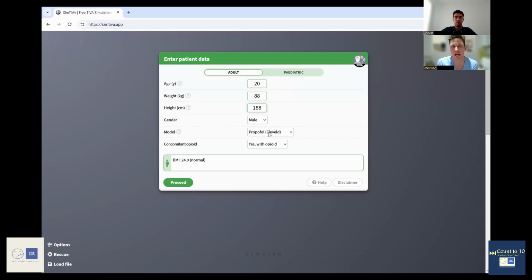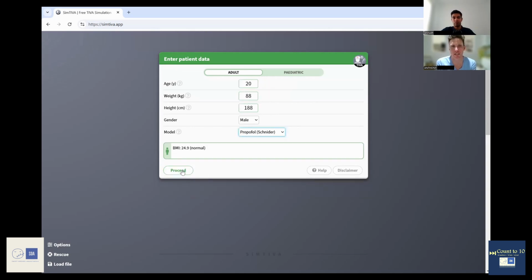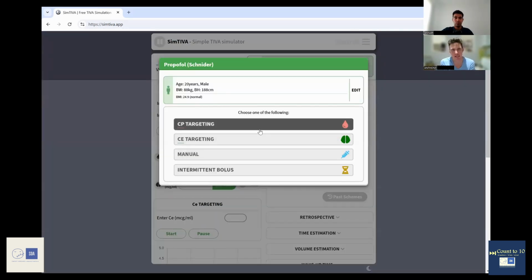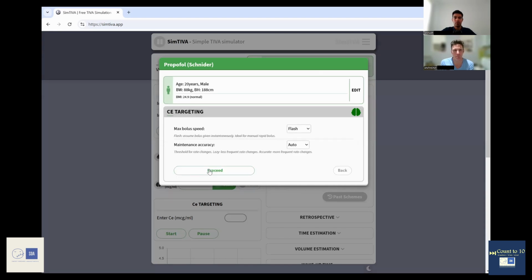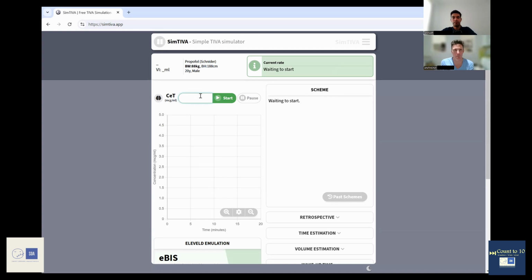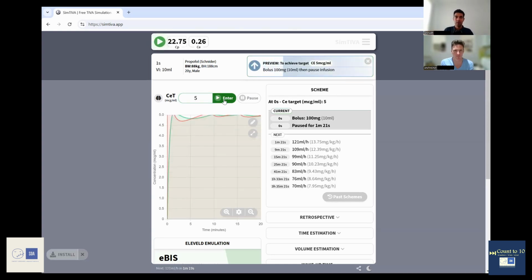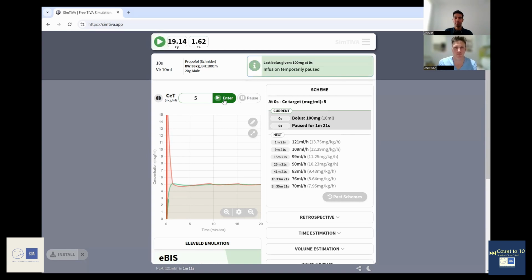Now, you don't want to target the plasma concentration. If you're inducing anesthesia, you always want to be targeting the effect site concentration with the Schneider. So let's proceed, and let's see effect site targeting. Let's do 5 again. Yeah. And let's see what the pump ends up doing. We start that. So here what we're saying when we're doing effect site targeting is that the time to equilibration is equivalent to the time to peak effect with effect site modeling.